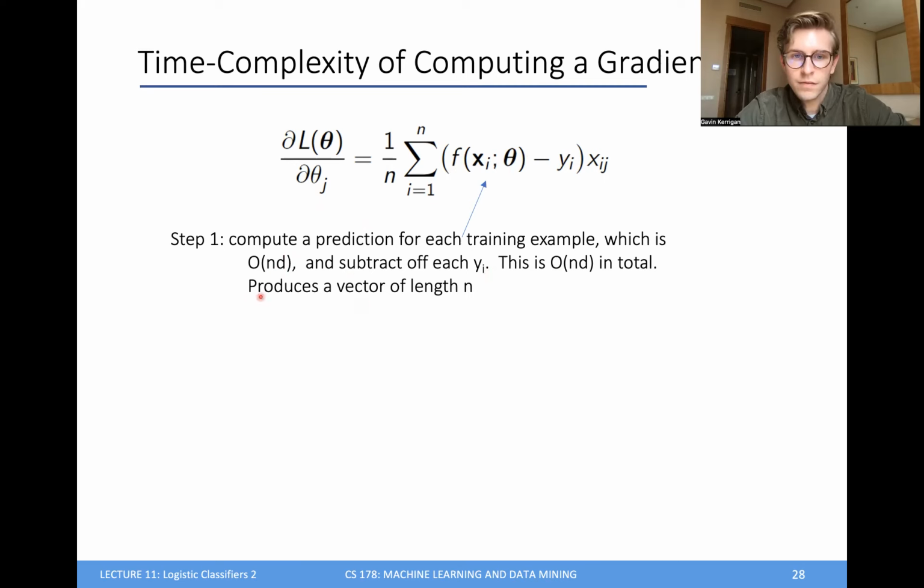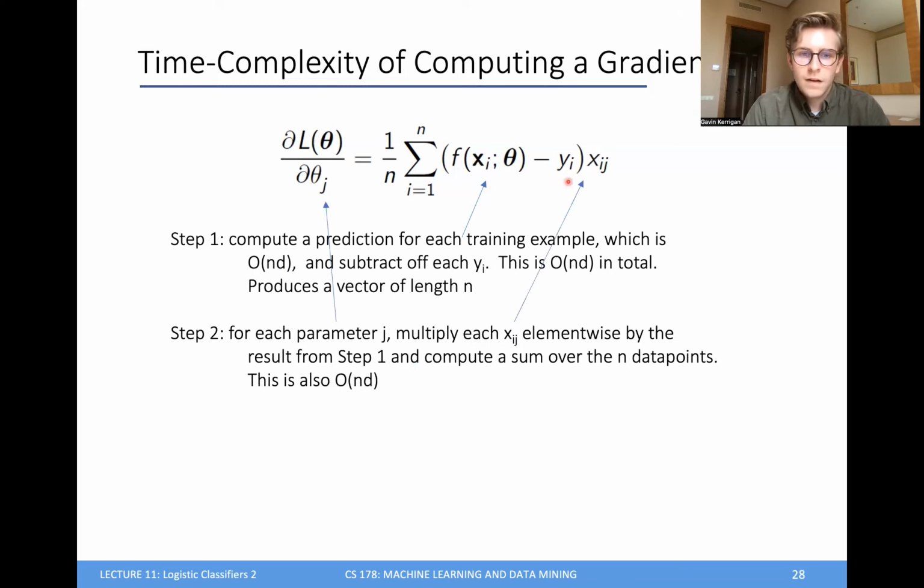And really what you get out of this is a vector of length n. For every one of my n data points, I'll get this difference between the predicted probability and the true label. The second step in calculating this gradient is that for each of my parameters j, so each of the weights in the model, I need to multiply each of these with the corresponding value of the jth feature in my data set. And then I need to sum these over my entire data set, going from i equals 1 to n. This again is an O of nd calculation, so you can pause for a second and think about why that is.